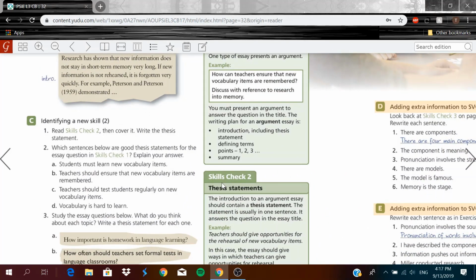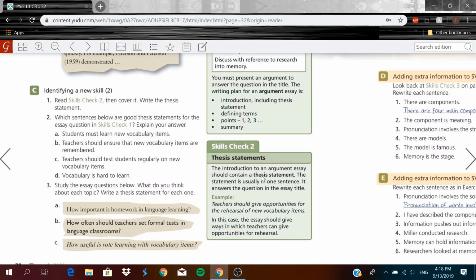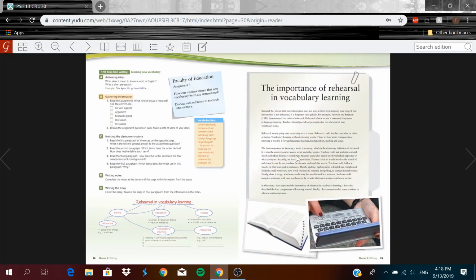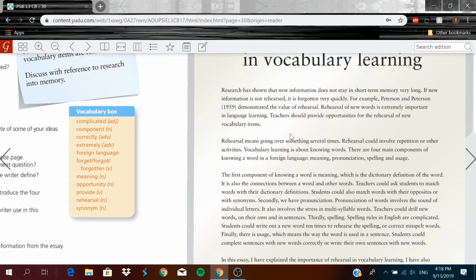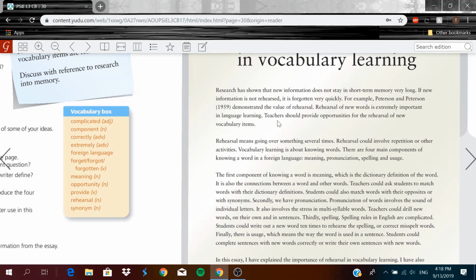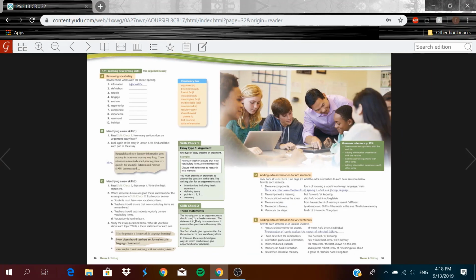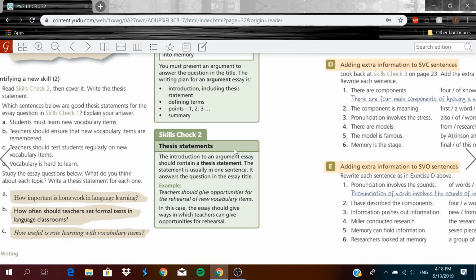All right. So now let's go to exercise C and let's talk a little bit more about thesis statements. Okay. So the introduction to an argument essay should contain a thesis statement, and the statement is usually in 1 sentence, and it answers the question in the essay title. So if you take a look here we have the essay title, right? The importance of rehearsal in vocab learning. And here we have the thesis statement. Here we have teachers should provide opportunities for the rehearsal of new vocabulary items. Okay? So what is the thesis statement exactly?